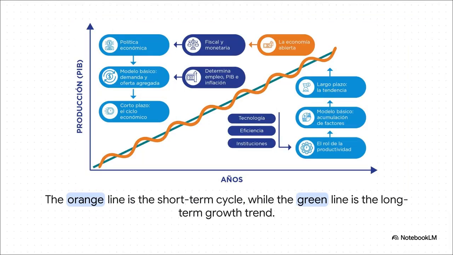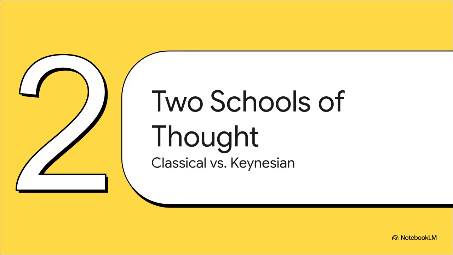And this visual right here, it shows you exactly what I'm talking about. See that wavy orange line? That's the short-term cycle, full of ups and downs. But that steady green line that keeps pushing upwards, that's the long-term growth trend, and it's driven by the big stuff, like technology and productivity. The whole goal of economic policy really is to get that green line to go up while trying to smooth out those crazy bumps in the orange one. And that question of how we actually smooth out those bumps, well, that leads us straight into one of the biggest debates in all of economics.